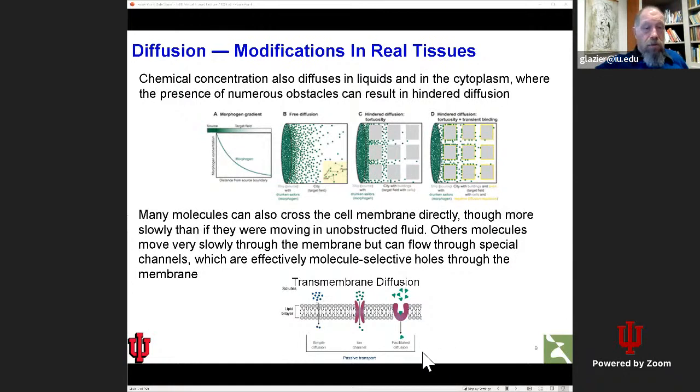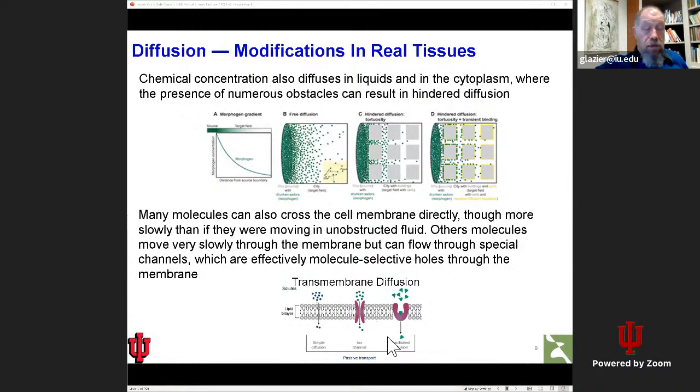When you want a molecule to get across a membrane, you can have direct diffusion across the membrane. That works very well for things like water, small ions, and small molecules like glucose, ATP. But it doesn't work so well for large molecules. It depends also on the hydrophobicity or hydrophilicity of the molecule.